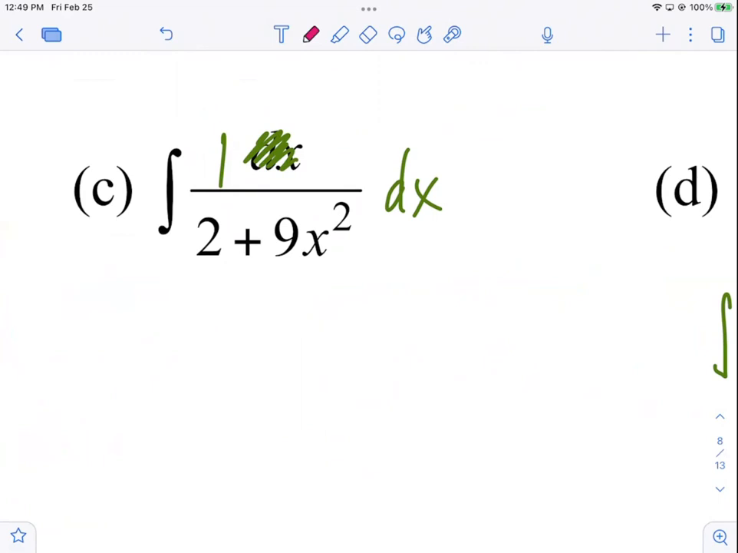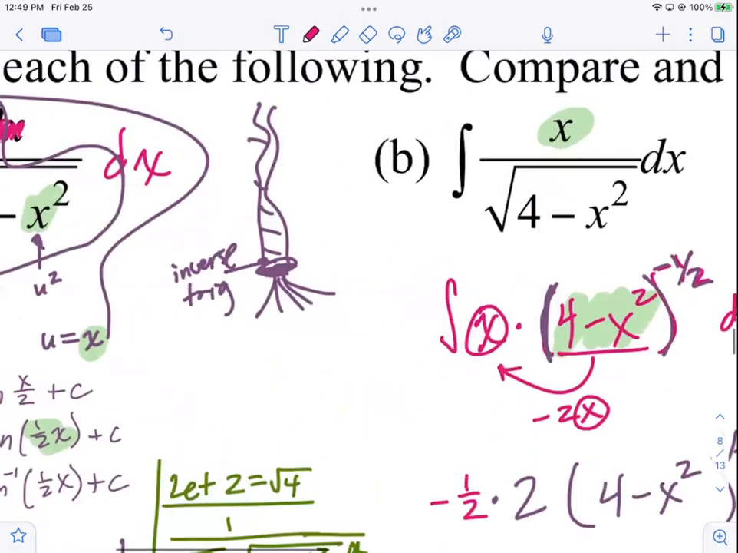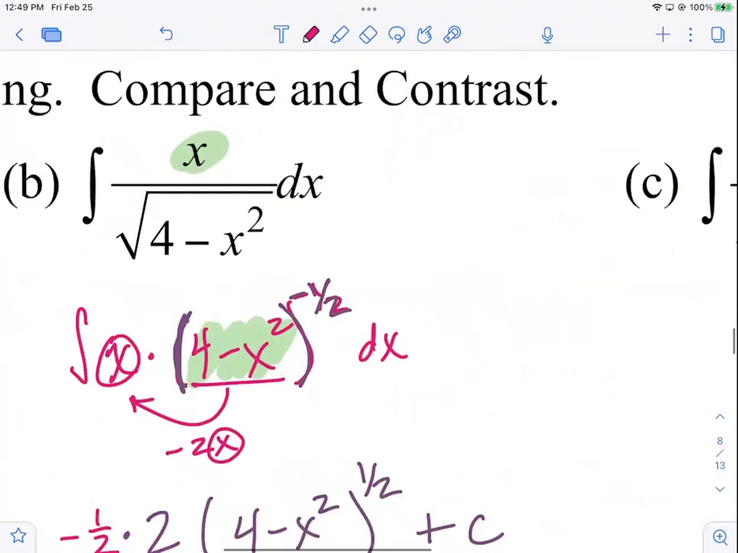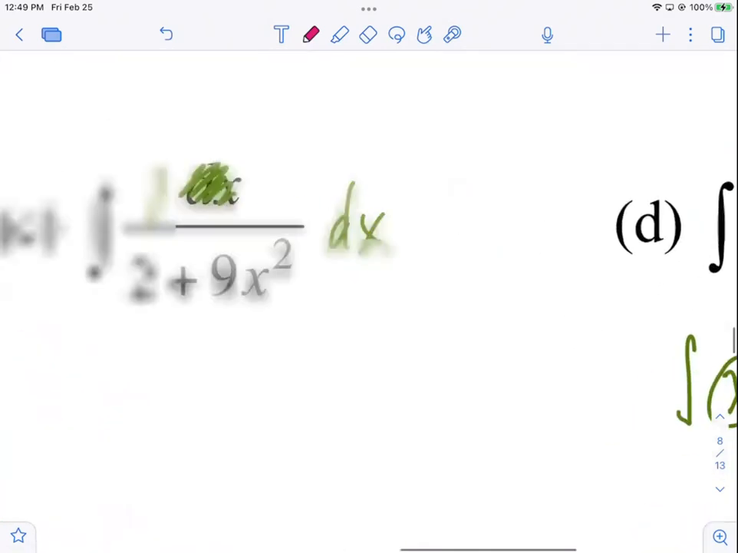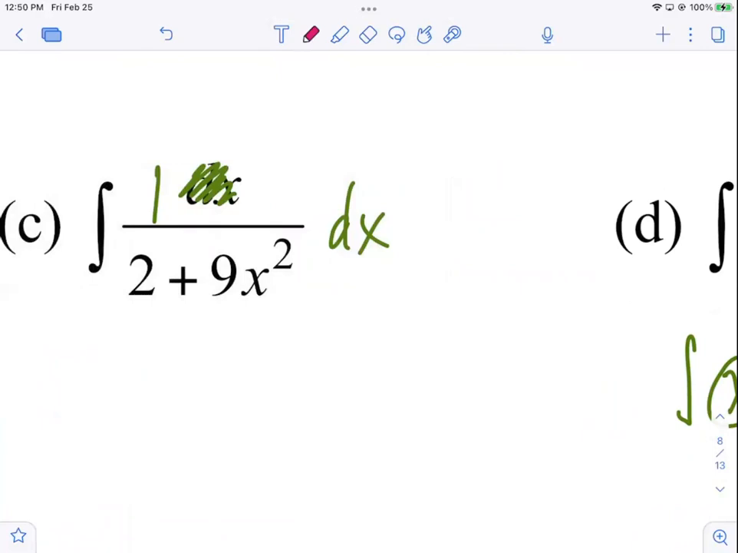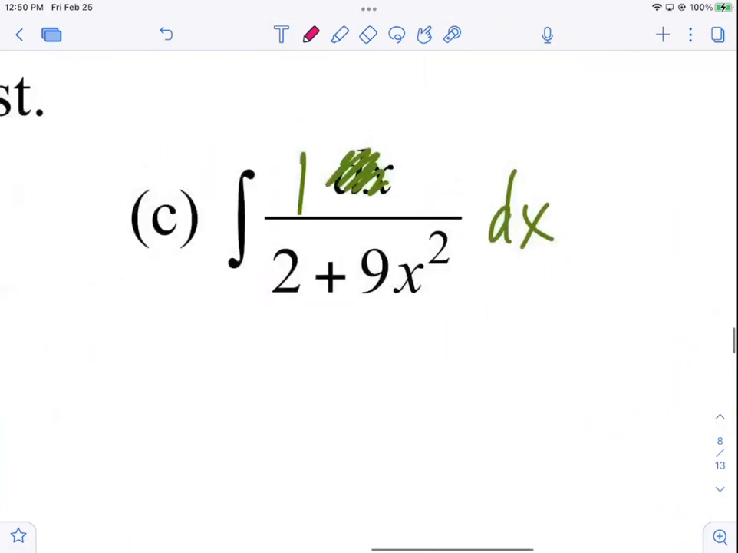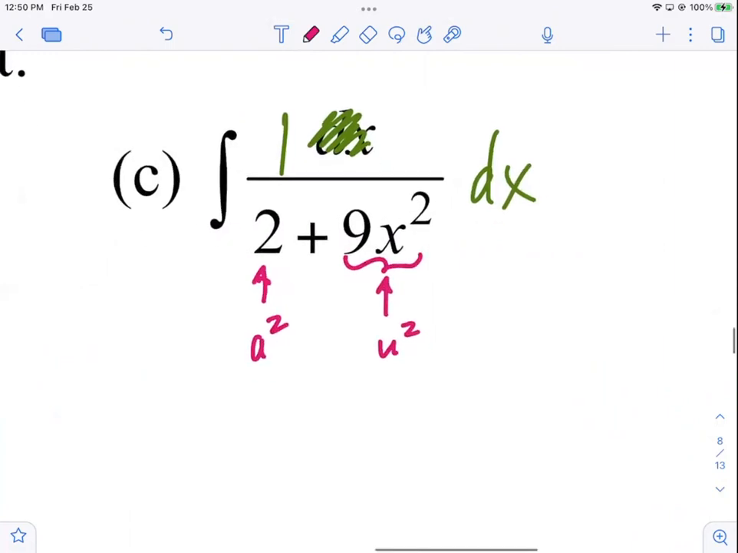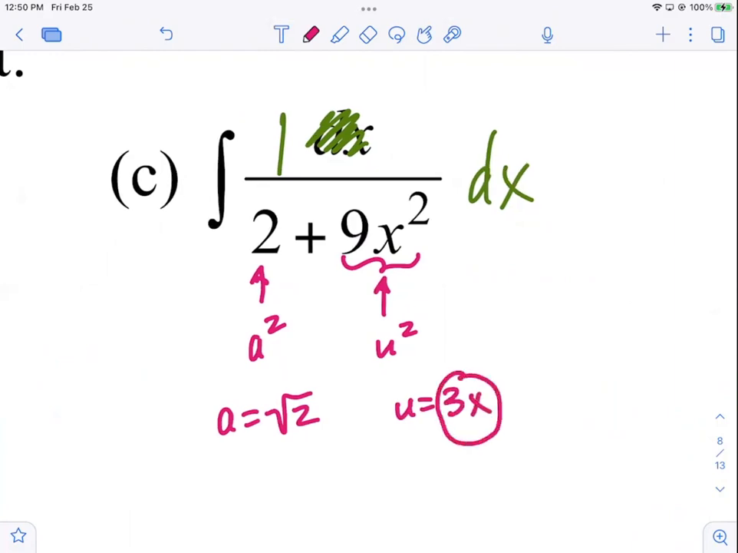So now you're like, well, I'm at the end of my integration rope. Maybe it's an inverse trig. Well, it's not going to be arc sine or arc secant if it's going to be any one at all, because there's no radical. So it must be, I guess, an arc tangent. Let's see. That would be a squared, and this whole thing would be u squared. So let's identify the a and the u. What would a be? Square root of 2. And what would u be? 3x. Check.